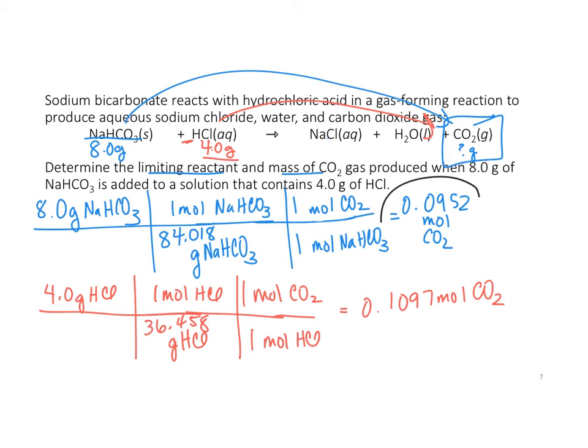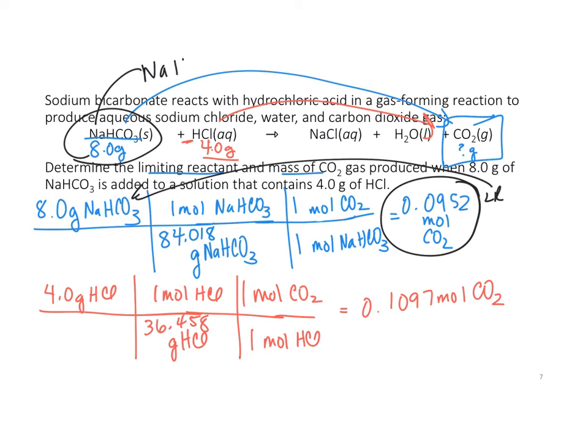So this is the smaller one. So the limiting reactant is NaHCO3, or sodium bicarbonate, is your limiting reactant. And so when it asks how many grams of carbon dioxide is formed, we have to work with this number.